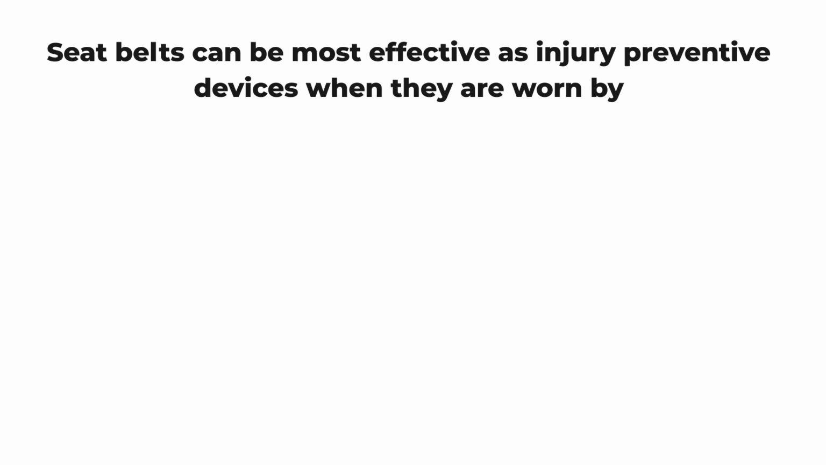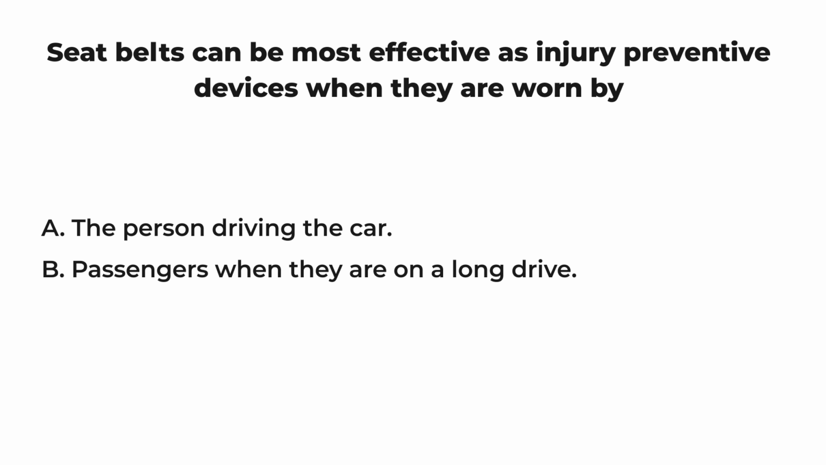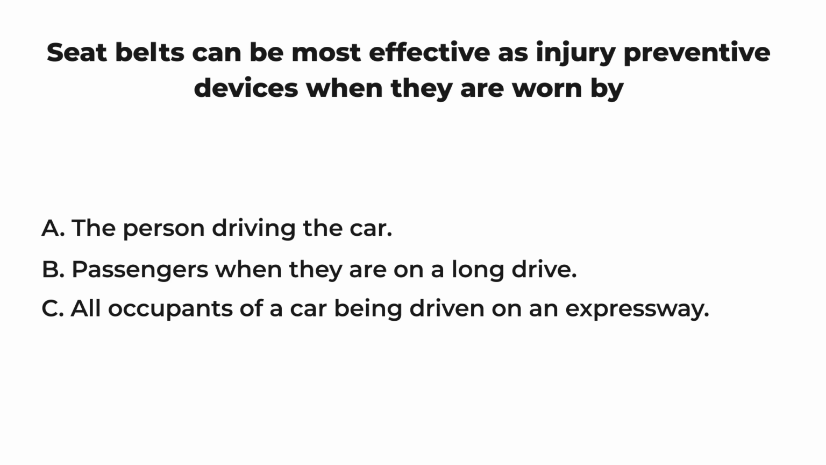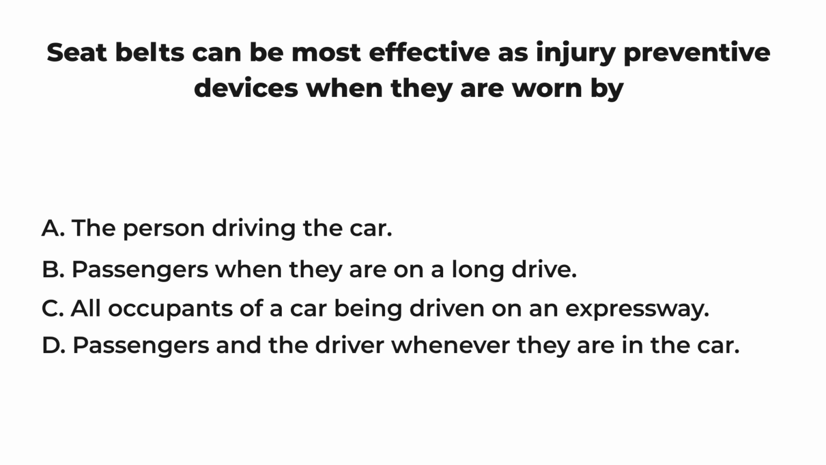Seatbelts can be most effective as injury preventive devices when they are worn by: A. The person driving the car. B. Passengers when they are on a long drive. C. All occupants of a car being driven on an expressway. D. Passengers and the driver whenever they are in the car.